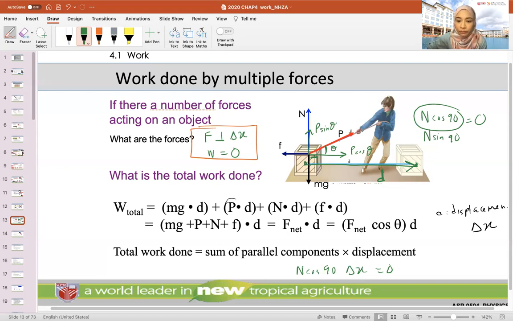So P cosine theta is the parallel component to displacement. So we say, oh, this one has a value. So P cosine theta D. I don't know what theta is. This guy becomes mg. What is the angle between mg and delta x?